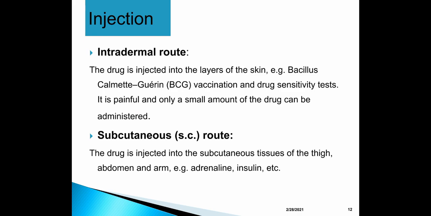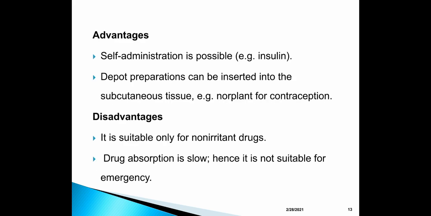Subcutaneous route: the drug is injected into the subcutaneous tissue of the thigh, abdomen, and arm. Examples: adrenaline, insulin. Advantages: self-administration is possible. Depot preparations can be inserted into the subcutaneous tissues, for example Norplant for contraception. Disadvantages: it is suitable only for non-irritant drugs. Drug absorption is low, hence it is not suitable for emergency.